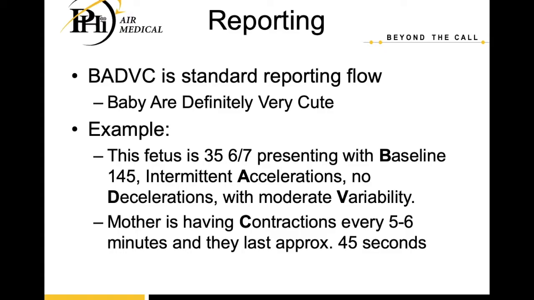So an example of that would be here on your screen. As you're doing your turnover report, you can say, hey, this is a 35 and 6/7 weeker presenting with a baseline of 145 beats per minute, having intermittent accelerations, no decelerations, and having moderate variability. The mother's having contractions every 5 to 6 minutes, and they last approximately 45 seconds. And so you can see that that's a really nice, easy reporting flow, and you're going to be getting a ton of information in a very short period of time.